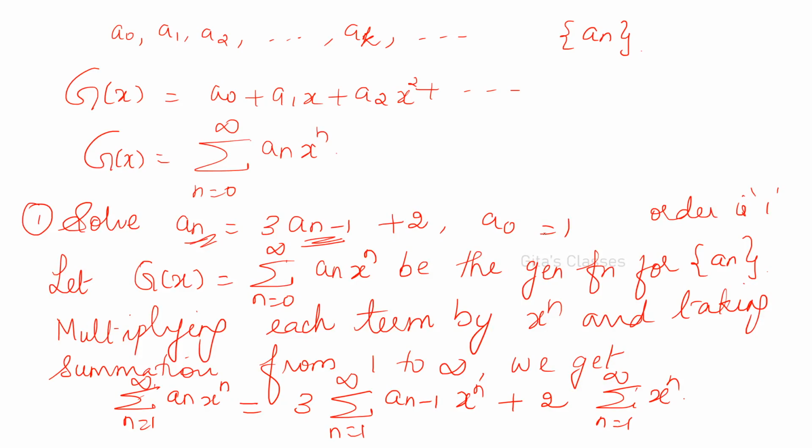Next is generating function method. Third is generating function method. For everything, actually, if you are given a sequence, then you can write the generating function for that. What is the generating function? Suppose this is given: a0, a1, etc. This is the given sequence an.